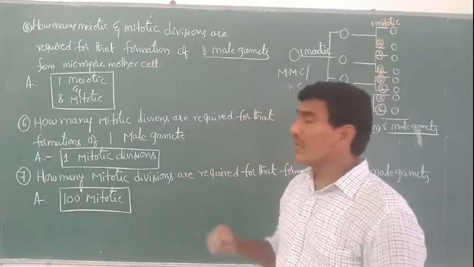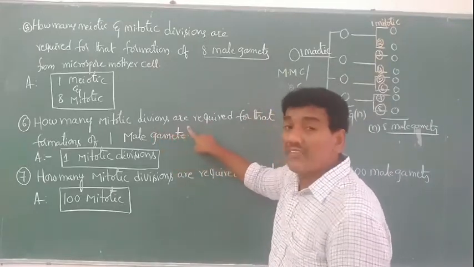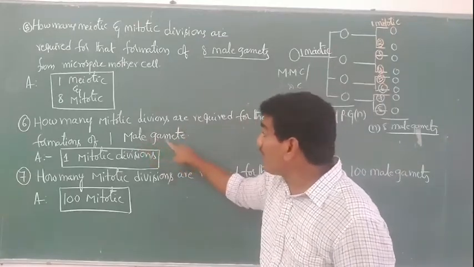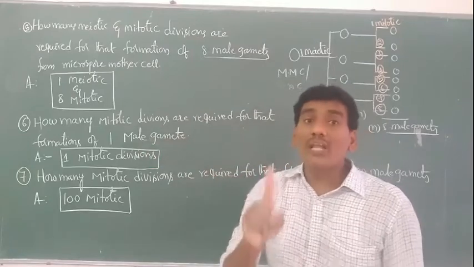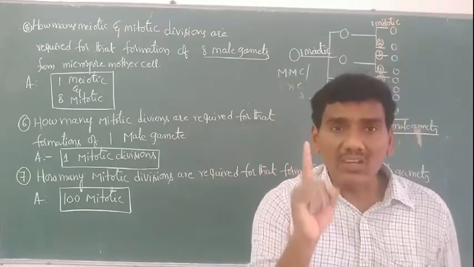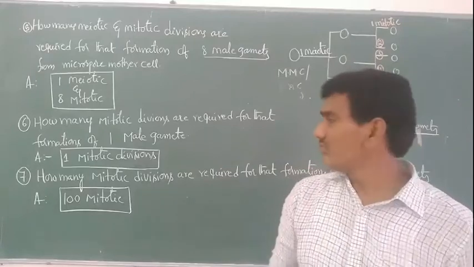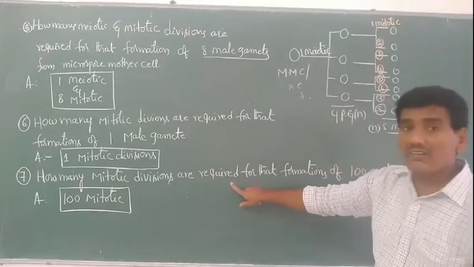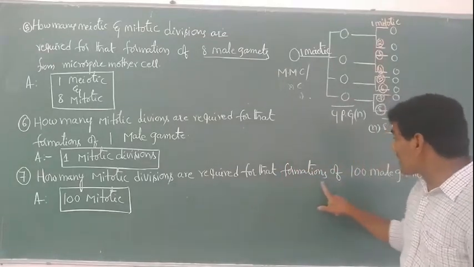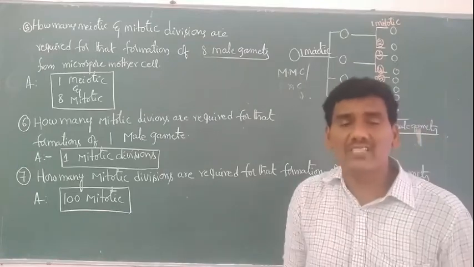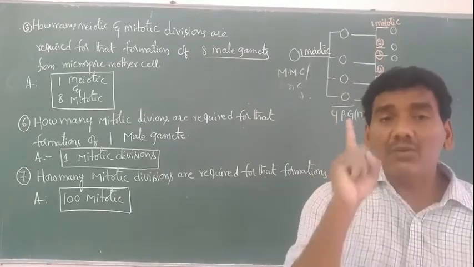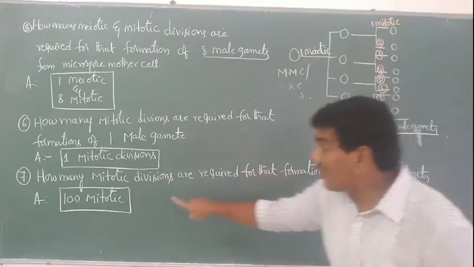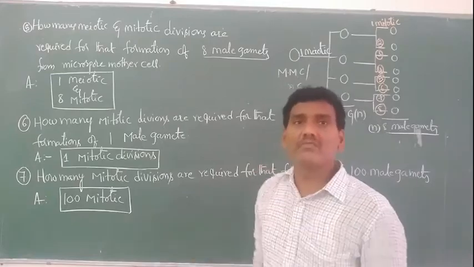Sixth question. How many mitotic divisions are required for the formation of 1 male gamete? For 1 male gamete, 1 mitotic division is required. Seventh question. How many mitotic divisions are required for the formation of 100 male gametes? 1 male gamete needs 1 mitotic division, so 100 male gametes need 100 mitotic divisions.